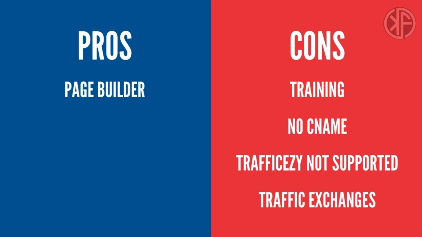There was no CNAME capability. The root domain is affiliweaponapp.com/ whatever you name your site. Now, it's not good for branding. It's not that big of a deal, but to me, it's still a con.